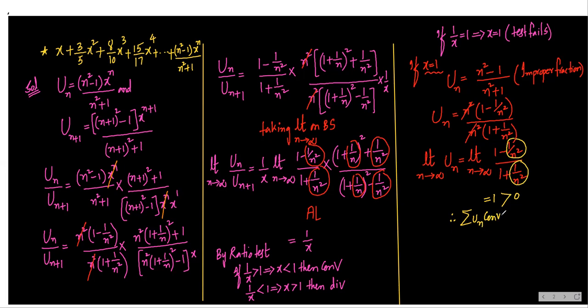क्यों बोल रहे डायरेक्टली? क्योंकि अपन vn तो लिए इसमें। अगर लेस देन 0 आता तो फिर डाइवर्जेंट बोलते। सॉरी, नॉट कन्वर्जेंट, it's a divergent. ग्रेटर देन 0 है ना, so convergent. So hence, given series convergent.